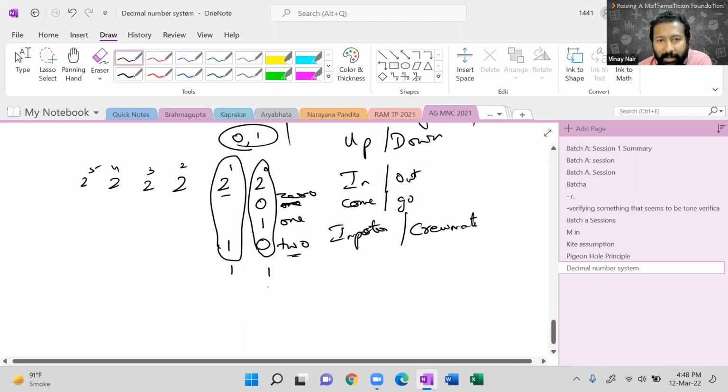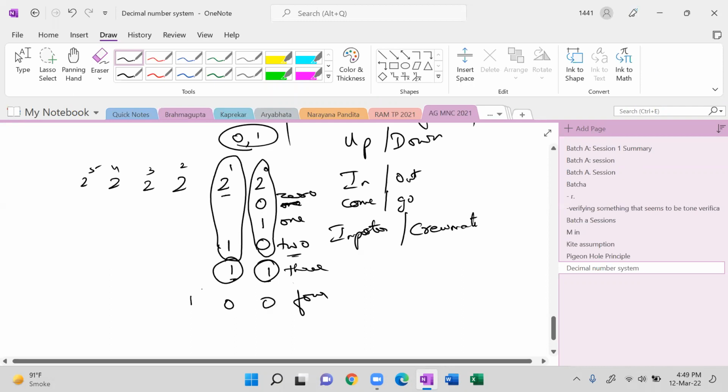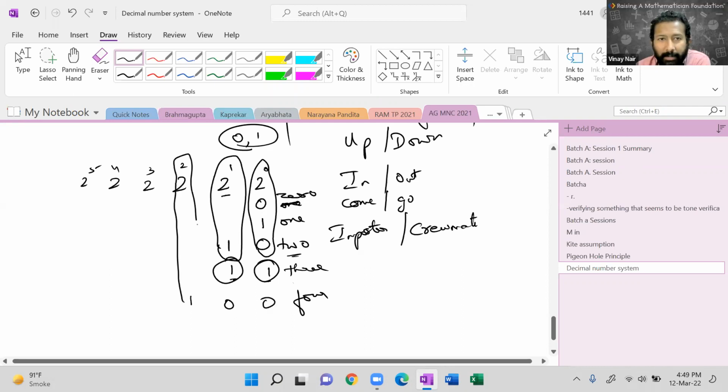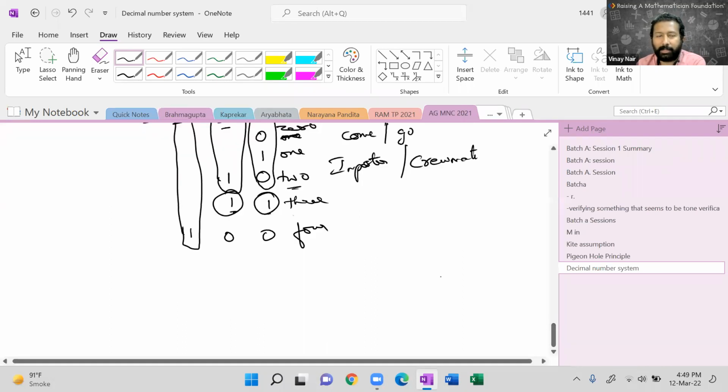And the next one, you have exhausted all the digits. This is 3. The highest digit that you have is 1, which you have used. So if you want to go further to 4, you will use 1, 0, 0. So this is 1 times 2 power 2, and then 0 times 2 power 1 and 0 times 2 power 0.